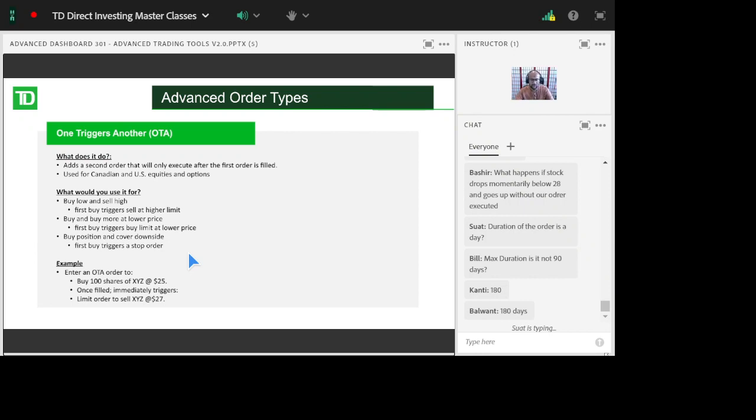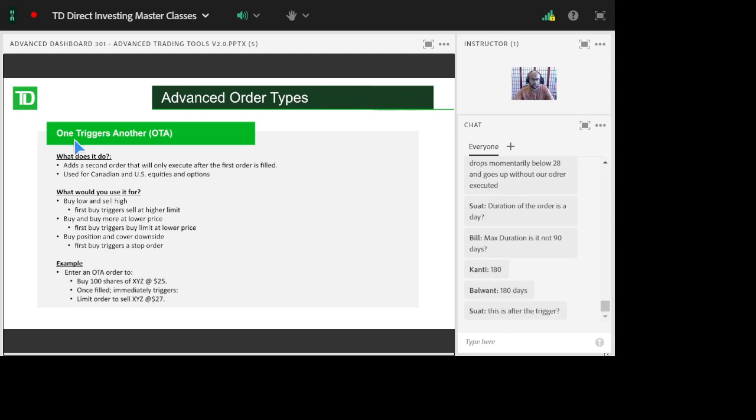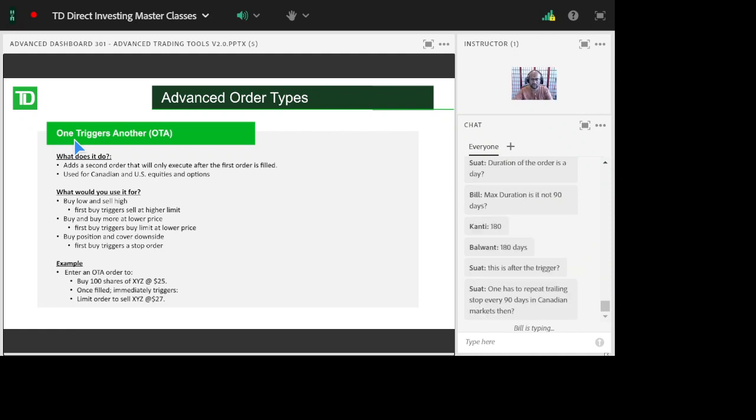So is this after the trigger? No. This is once you actually place that order. It's not from the point when it gets triggered. It's when you place that order that it counts those days. So even if it does trigger a week into the order and you've got it for good till canceled, or let's say we have a gap down event and you're just waiting for it to come back up, the limit order will still remain up until that 180-day period. It doesn't start from the trigger. It starts from when you place that order. That's what's important.